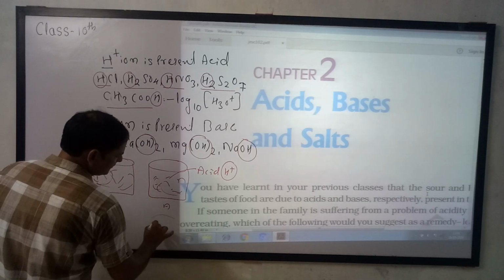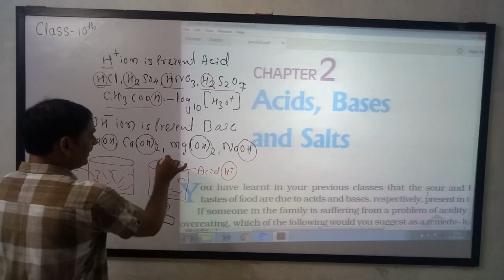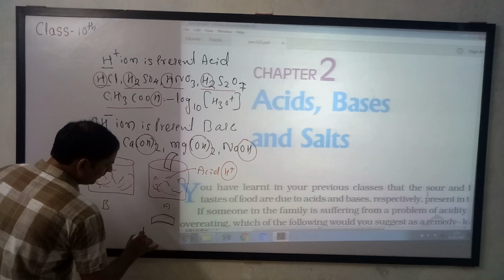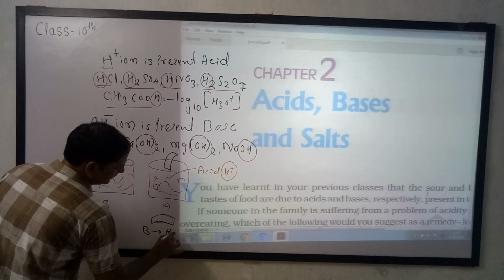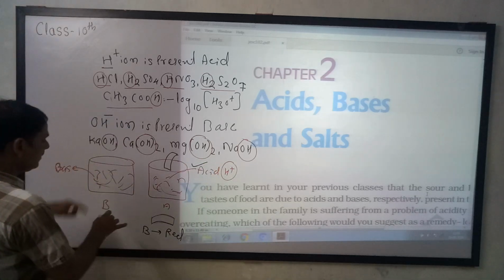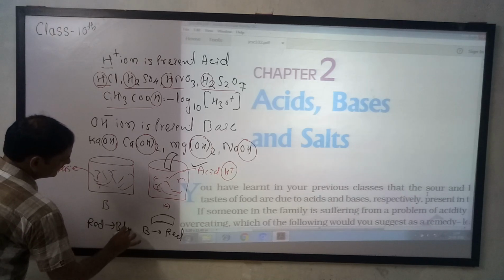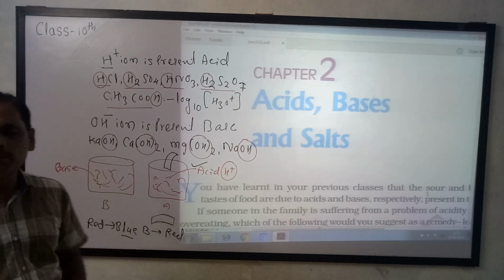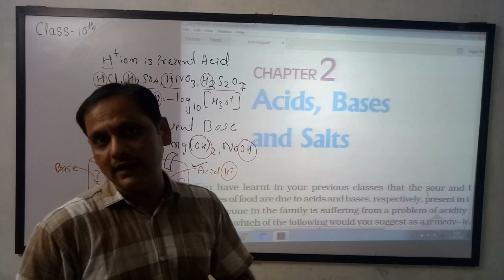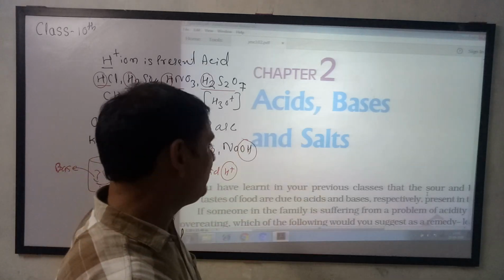Litmus paper is one type of paper, a natural indicator, right? When we dip it in this substance, beaker A, suppose blue litmus paper changes to red. So this substance is acidic. And suppose red litmus paper changes to blue, so this one is a base substance. And sometimes we use liquid indicators, just like phenolphthalein or methyl orange, right? Different types of indicators.